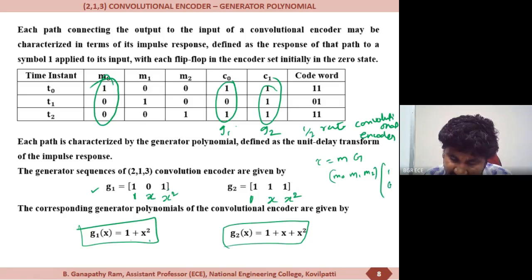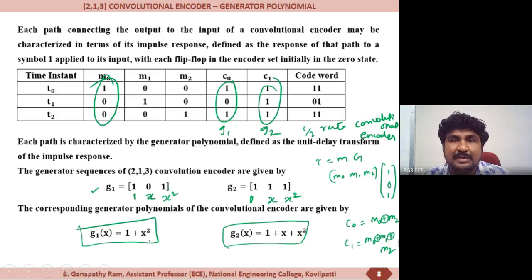And this 101, C0 is determined by m0 XOR m2. Similarly, C1 means all the three will be 1. So that C1 is determined as m0 XOR m1 XOR m2. By this way, it is being written.